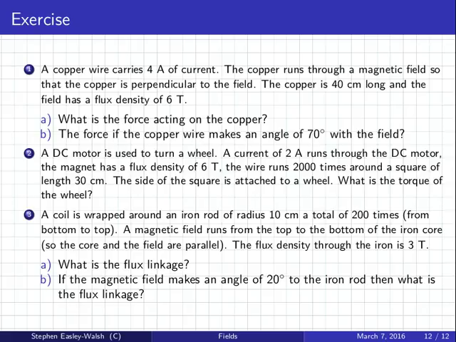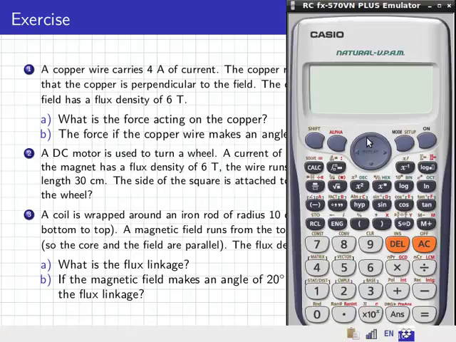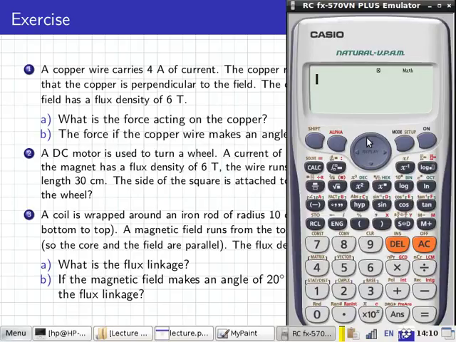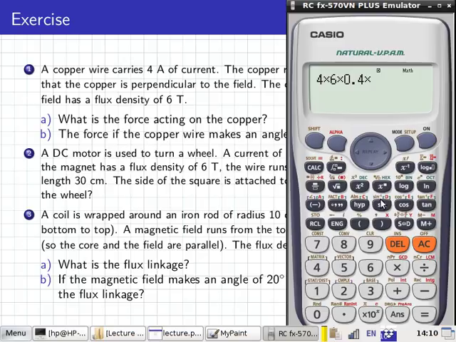And then for the second one, if the angle is 70 degrees, it's 9.6 times cos 70. Let me think, 8 newtons? No, sine 70. So what's it about, 8 newtons or something? That much? Alright. 4 times 6 times 0.4 times sine 70. Okay, 9.02 newtons.